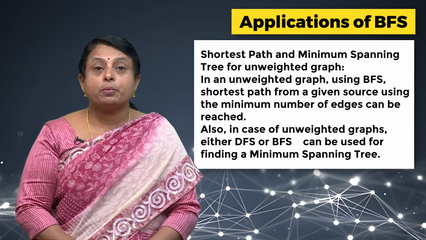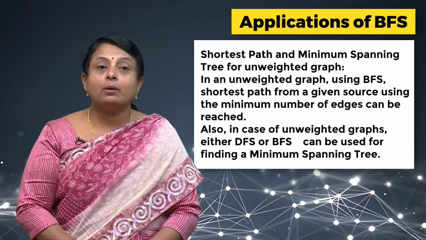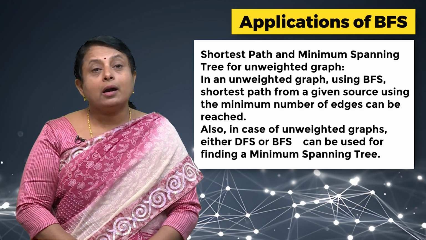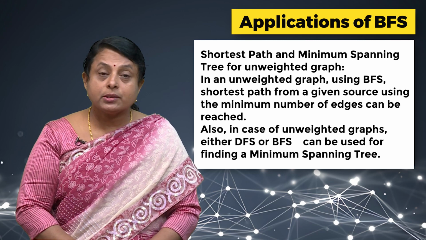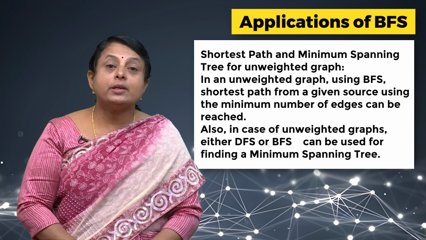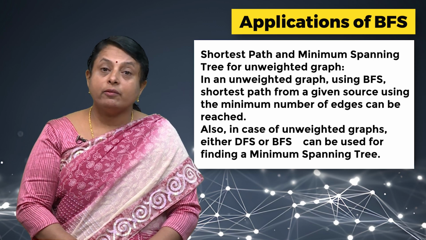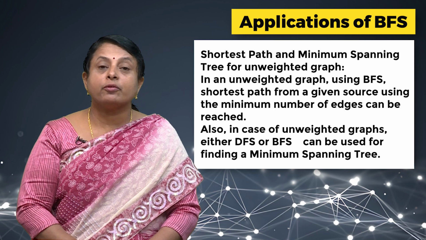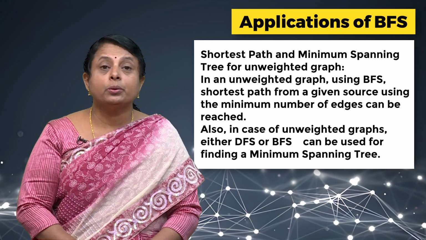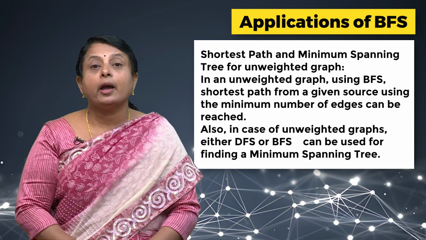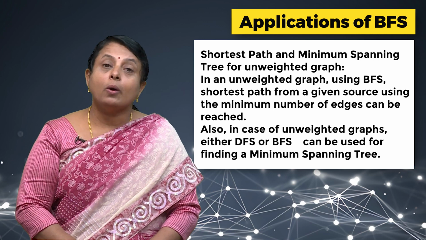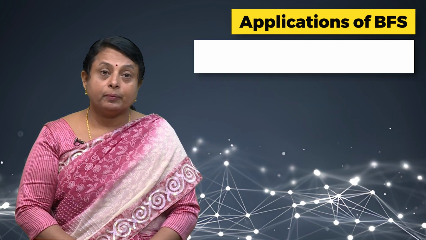There are various applications of BFS. First application, shortest path and minimum spanning tree for unweighted graph. In an unweighted graph, the shortest path is the path with the least number of edges. With BFS, we always reach a vertex from a given source using the minimum number of edges. Also, in the case of an unweighted graph, any spanning tree is a minimum spanning tree and we can use either DFS or BFS to find a spanning tree.